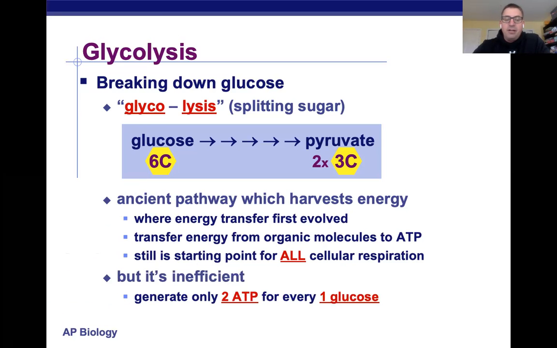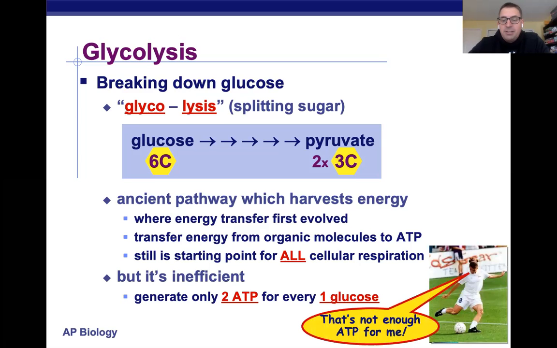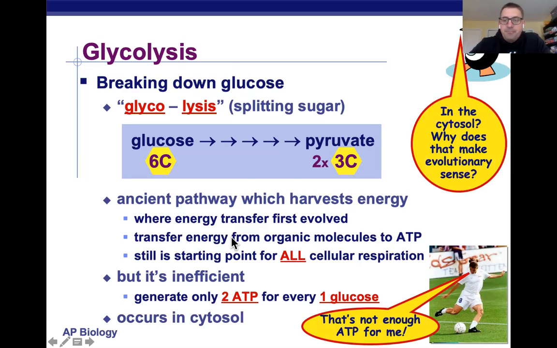However, it's very, very inefficient. We only generate 2 ATP for every 1 glucose. That means we tap into about 3.5% of the stored energy in glucose to make 2 ATP. So this is a highly inefficient process. For multicellular eukaryotes like you and I, 2 ATP for every 1 glucose is not going to provide us enough fuel to survive. And remember, this occurs in the cytosol.